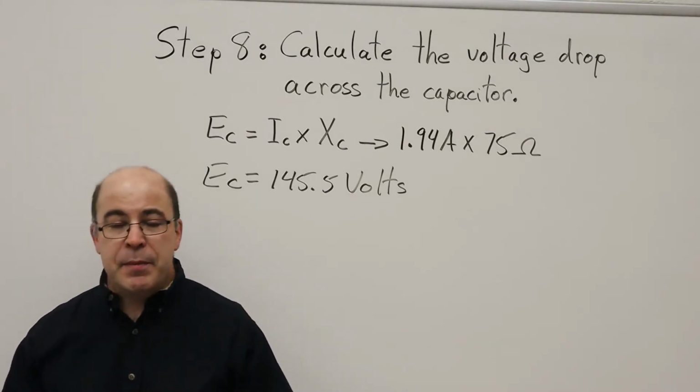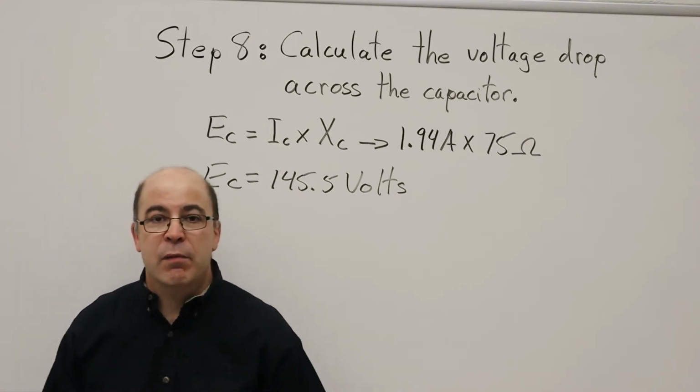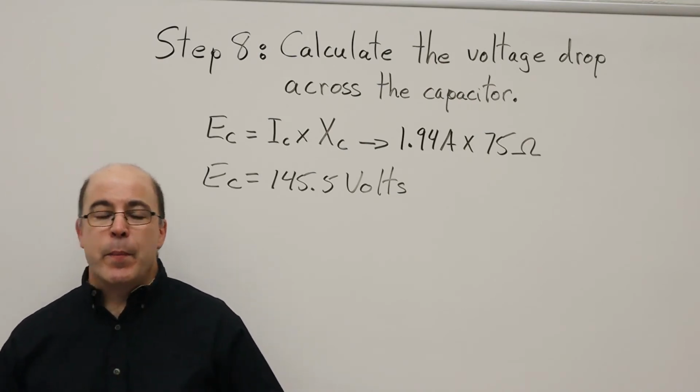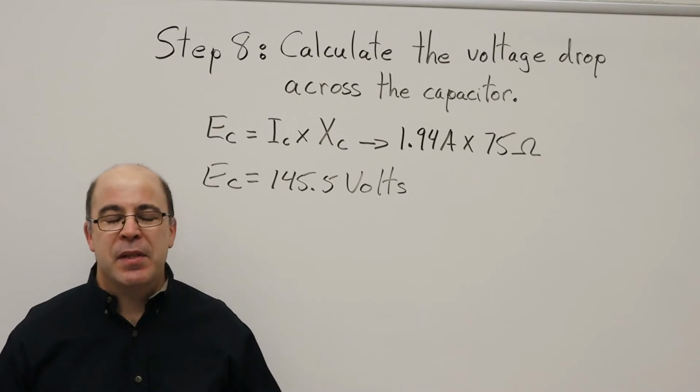So you may have noticed a trend that the voltage drop across the inductor was quite high. If my memory serves me right, it was about 166 volts, and here we have 145 volts. Yet the applied voltage is 120. Have no fear. The math is correct. I didn't make a mistake.